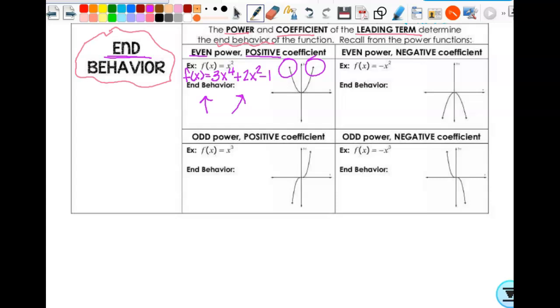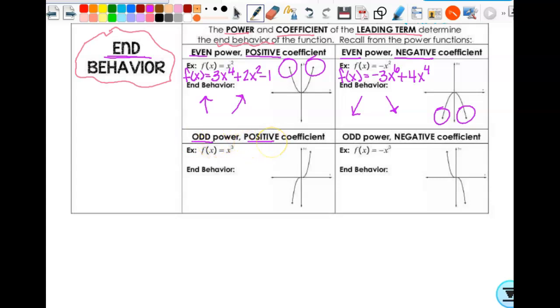Okay. If I have an even power negative coefficient, like f of x equals negative 3x to the 6th plus 4x to the 4th. Right now, you have no idea what's going on in the middle, and that's okay. We'll get there. But you should know what the ends are going to look like. Because it's even and it's negative, it's going to be down, down. Even is always the same. It's either up, up, or down, down. Okay.